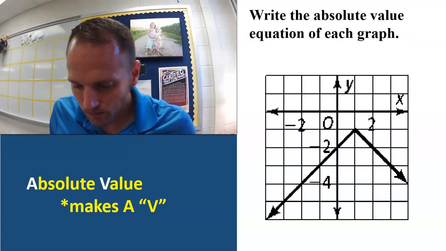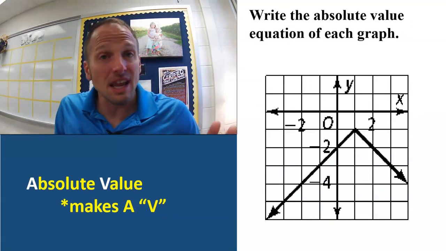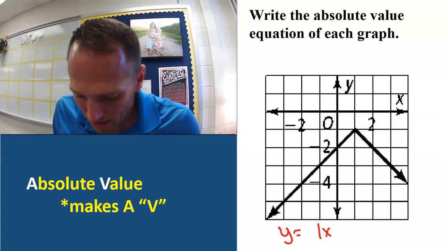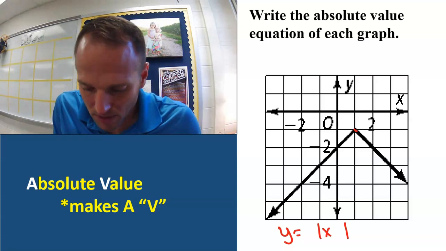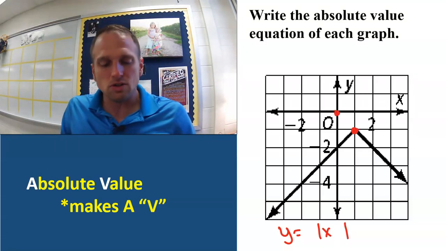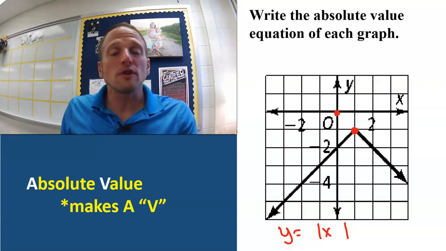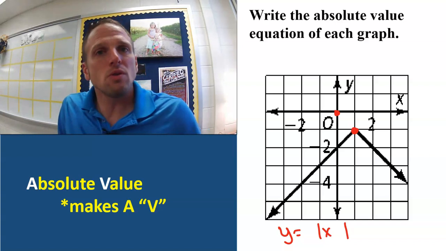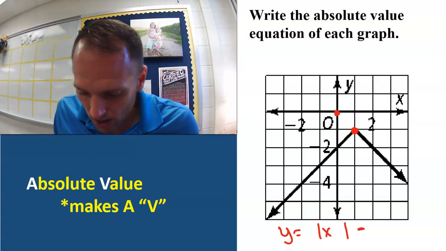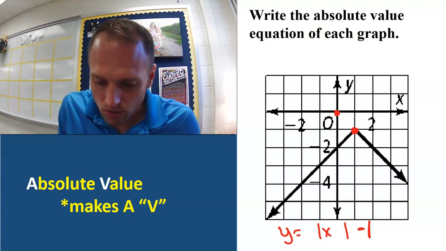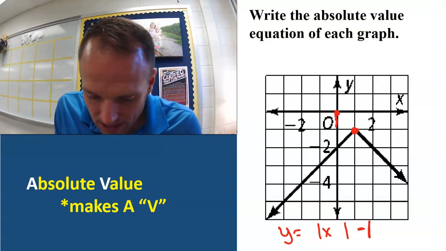Next one. Okay, I see a v, so I know it's going to be y equals the absolute value of x somehow. Okay, that's what's going to be there. Here's our main point, and it started here. Okay, it started at the origin. So what do we see first? First thing I see is that it moved down 1. So if it moved down 1, we know that's changing this y value out here and going down 1. Okay, so now we moved that red dot down there.